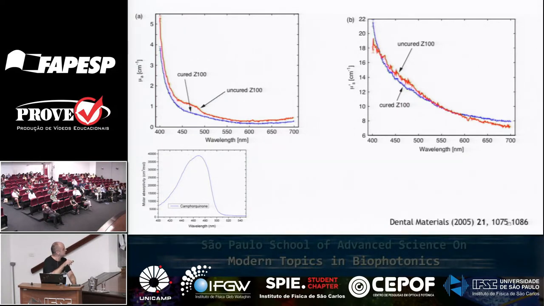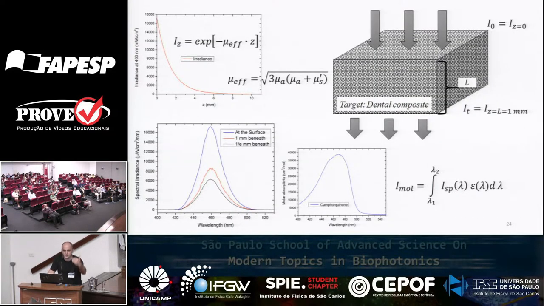There is a difference when the dental composite is cured or not cured. And the scattering coefficient doesn't change so much. If you have this attenuation coefficient, you understand that your spectral radiance at the top of your target dental composite is one value. 1 millimeter beneath, you have another value. And here, you have a decrease near 50%. So you have the spectral radiance at the bottom of 1 millimeter, at the bottom of your sample.